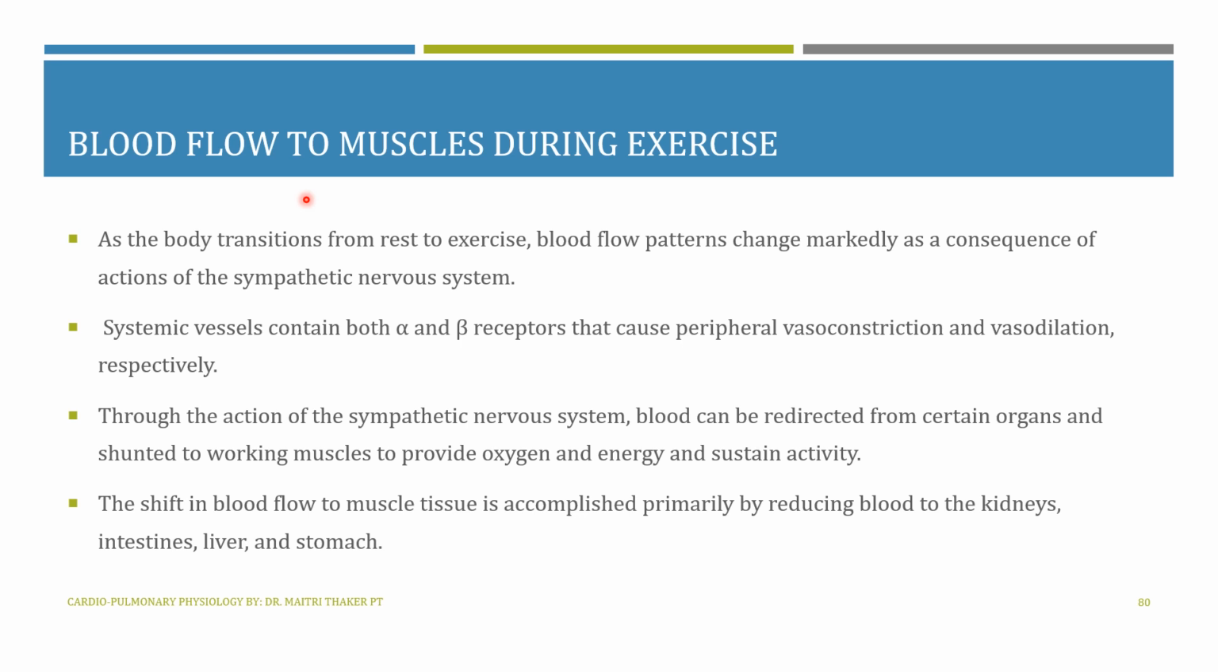During exercise, the muscles of our lower extremity and upper extremity will require more blood compared to the other organs. So how will this blood get shifted from these organs to muscles? Behind that there is a mechanism of sympathetic nervous stimulation. The shift in blood flow to muscle is accomplished primarily by reducing the blood flow to the kidneys, intestines, liver and stomach.